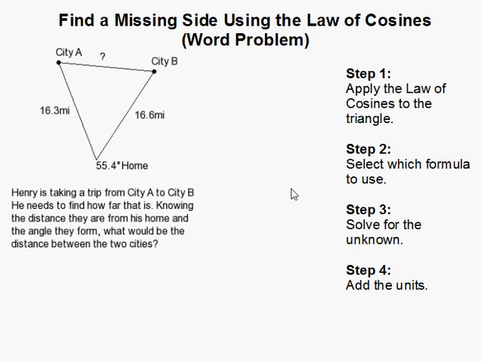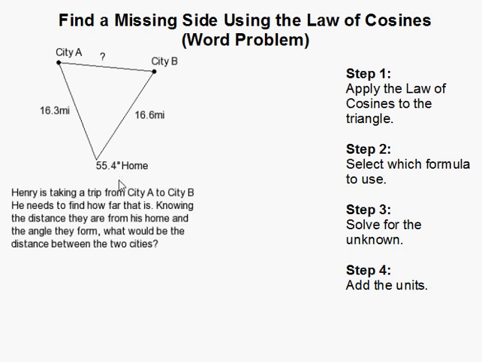How to find the missing side using the law of cosines in a word problem. So I'll start off by reading the problem. Henry is taking a trip from city A to city B. He needs to find how far that is. Knowing the distance they are from his home and the angle they form, what would be the distance between the two cities?